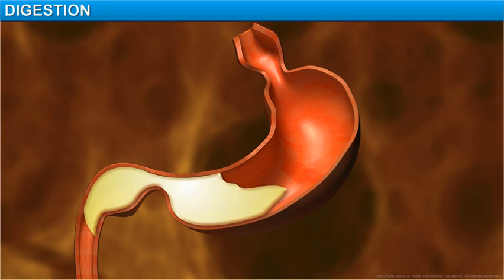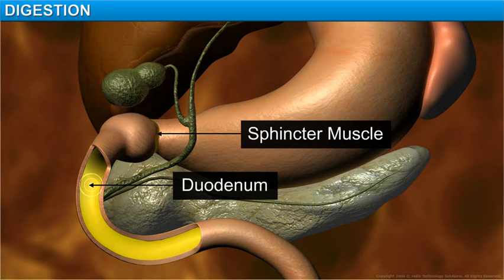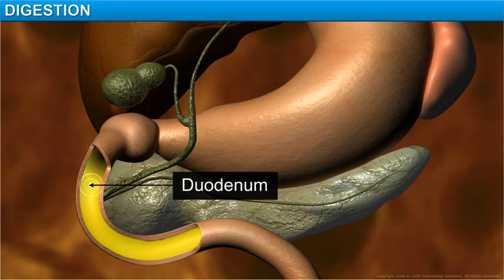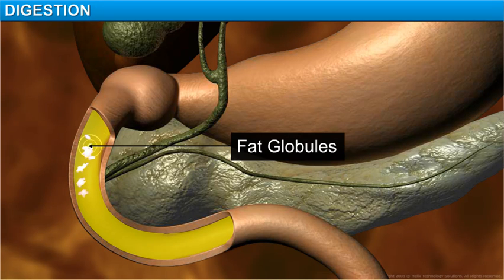The acidic food from the stomach reaches the first part of the intestine called the duodenum. A sphincter muscle in between the stomach and the intestine regulates the entry of food from the stomach into the intestine. The small intestine is the site of complete digestion of proteins and fats. In the duodenum, fats are present in the form of large globules, which makes it difficult for the enzymes to act on them. These fats are broken down by the bile juice, secreted by the liver.